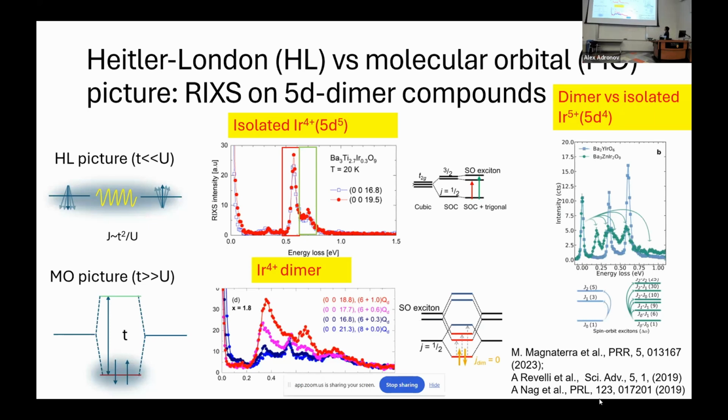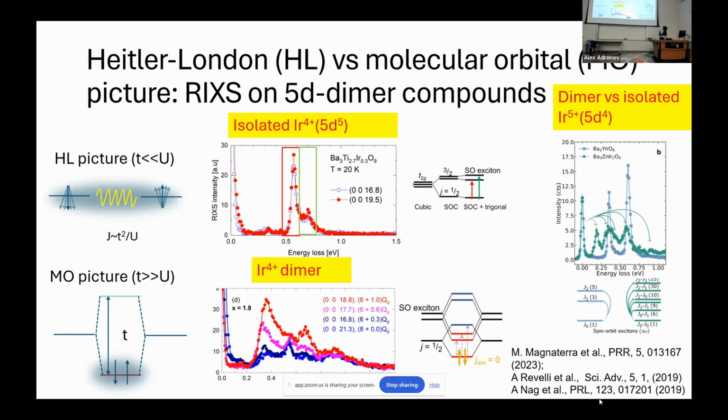So there have been a lot of studies on this class of material, so I'm just highlighting two that I think are quite nice. The first one is on this 5D5 dimer, which has a single hole on each iridium site. I think it's a very nice study because it actually tries to go from the localized limit to the dimer limit by diluting the iridium site.